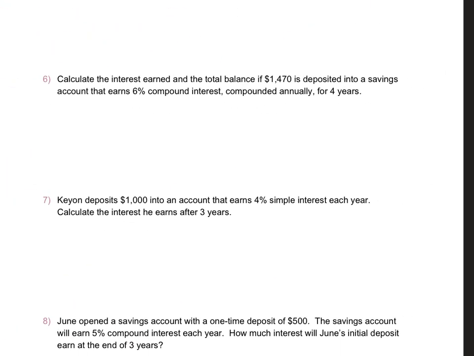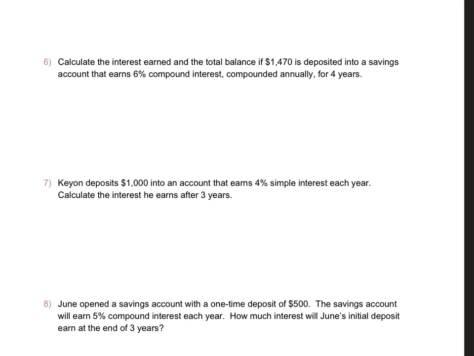Moving along, so we have now number 6. Calculate the interest earned and the total balance if $1,400 is deposited into a savings account that earns 6% compound interest compounded annually. Now on this one, it wants you to calculate the interest, the I, and it also says the total balance, so the total balance is the A. So this one for the compound, it's going to need both formulas. So remember, both formulas for compound, it's going to start with A equals principal times 1 plus R to the exponent T, and then from there we would find the interest, and to find the interest for compound, it's the account balance minus the principal.